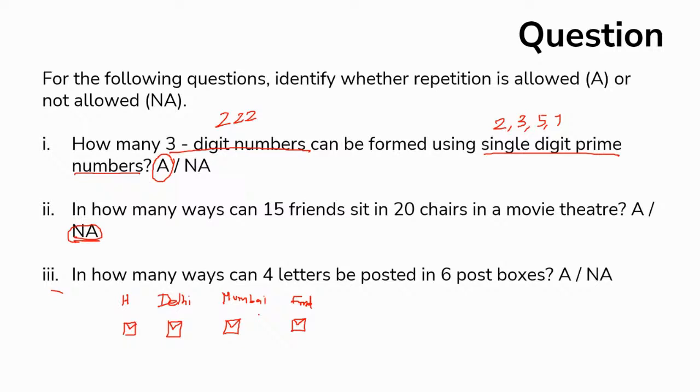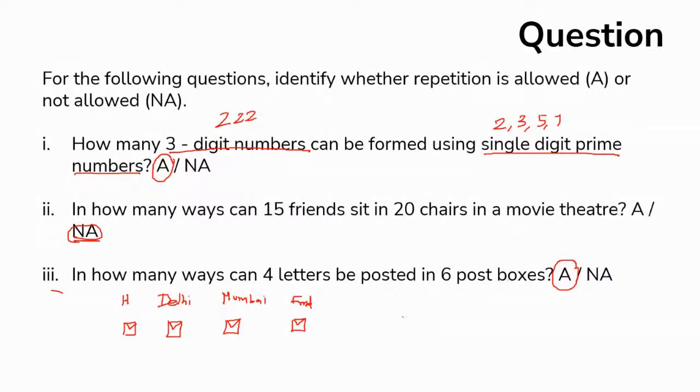So in all these cases, if you see it carefully, the same letter is being posted in all the post boxes. In such a case, we can say whenever it is a post box and letter problem, repetition is allowed for this one. So, in how many ways can four letters be posted in six post boxes?